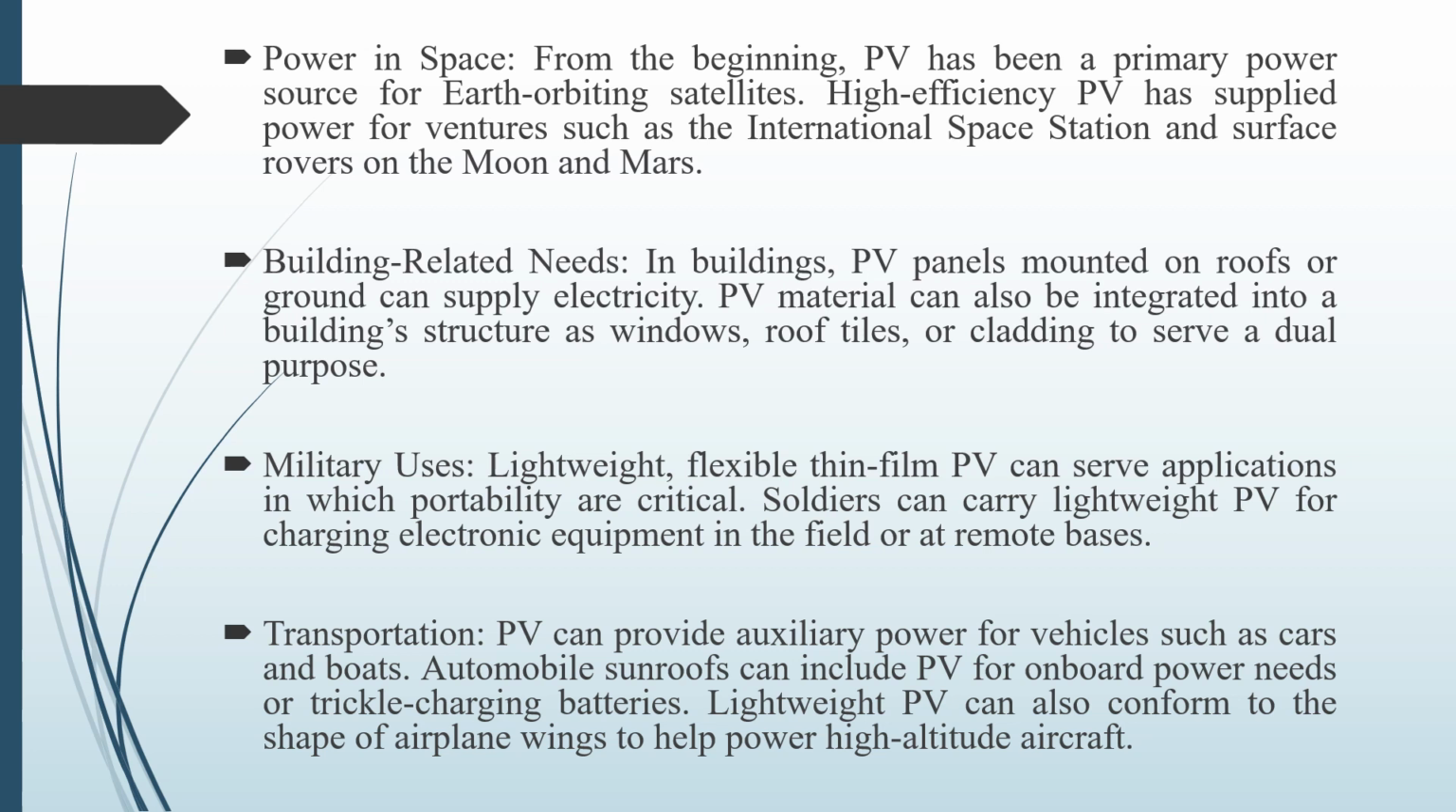Power in space. From the beginning, photovoltaic has been a primary power source for Earth orbiting satellites. High efficiency photovoltaic has supplied power for ventures such as the International Space Station and surface rovers on the Moon and Mars. Building related needs. In buildings, photovoltaic panels mounted on roofs or ground can supply electricity. Photovoltaic material can also be integrated into a building structure as windows or roof tiles to serve a dual purpose.